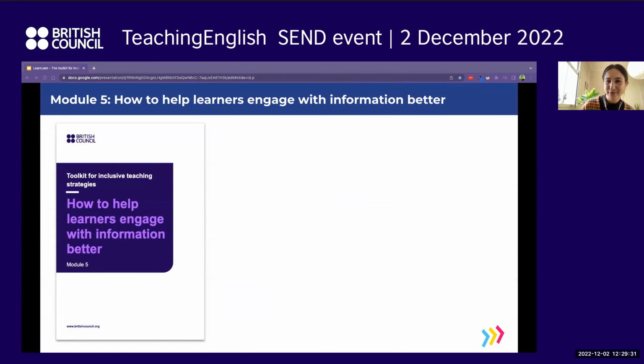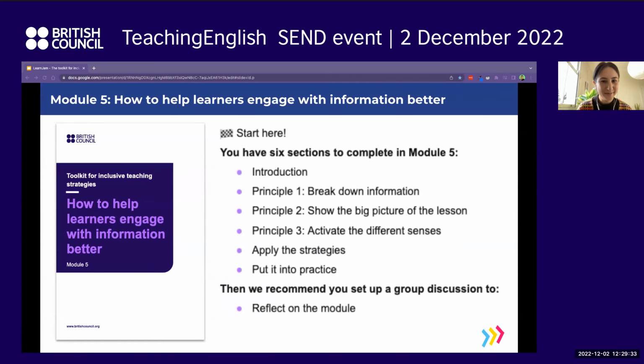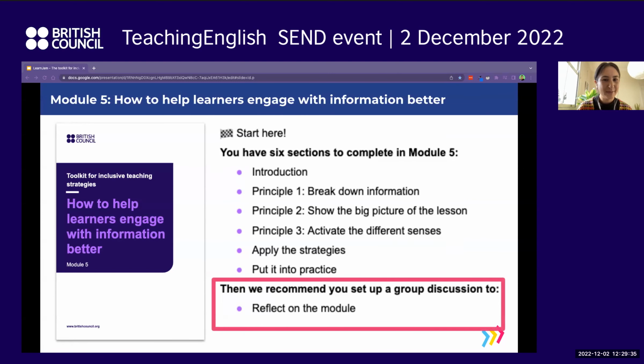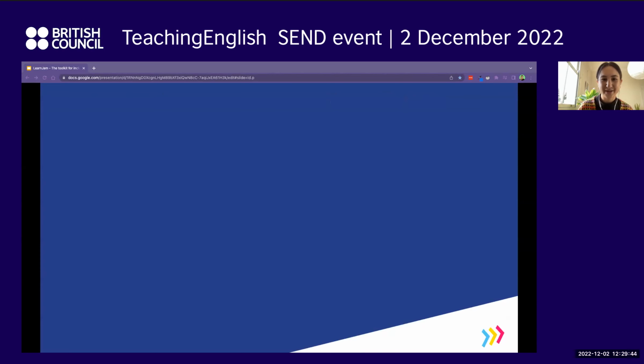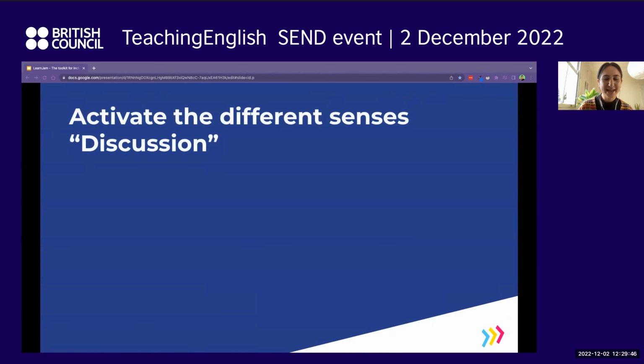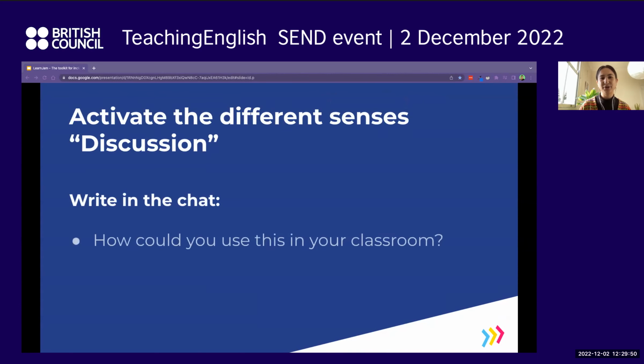So let's skip forward to the part of the group discussion where we would reflect on the module. So I'll ask you to come back into the chat and see if there's anything that you would reflect on for this. So, activating the different senses. Can you write in the chat, how could you use this in your classroom? What would be the benefits? And are there any challenges that you might see to using this in the remote teaching classroom?